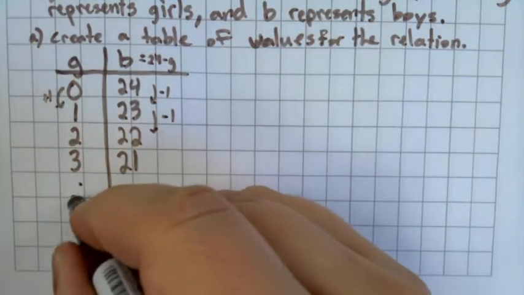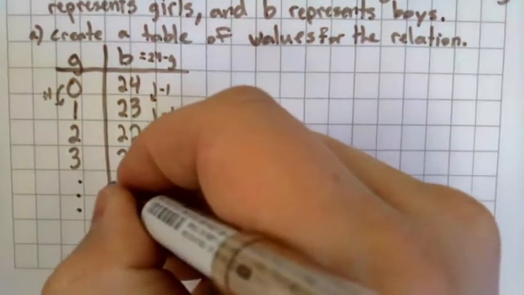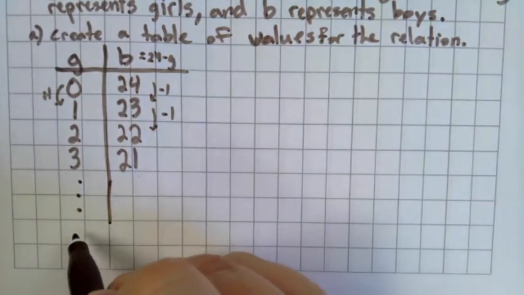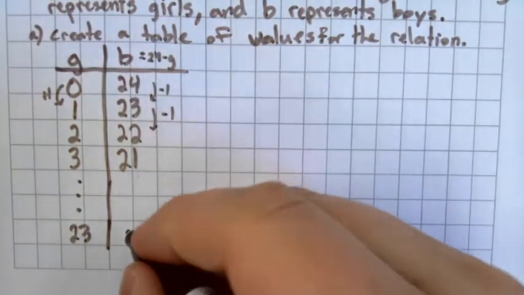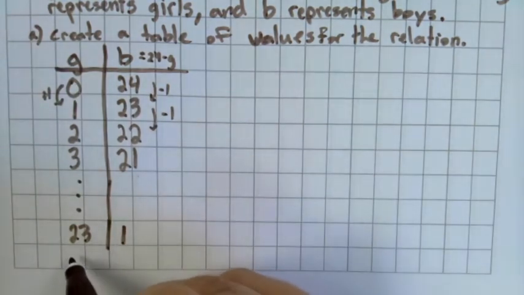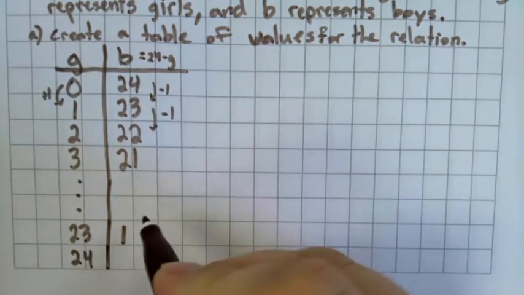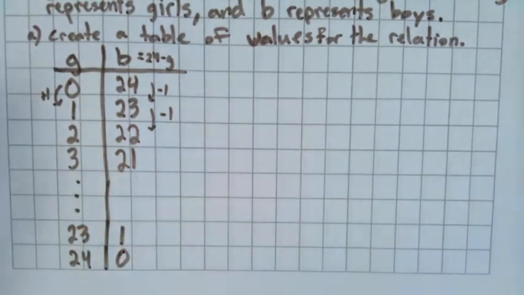So this table could continue for a while. And you maybe get to, what if girls is 23? Well, if girls is 23, 24 subtract 23 is 1. And what if girls is 24? Well, then there'd be 0 boys on the bus.